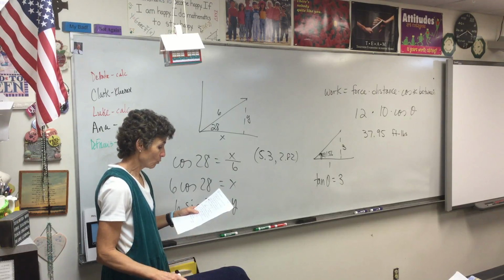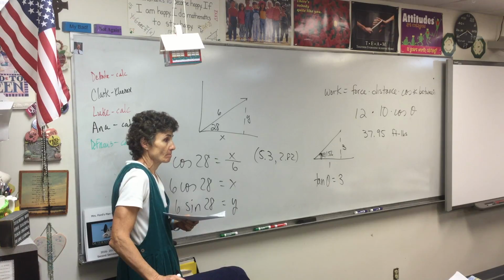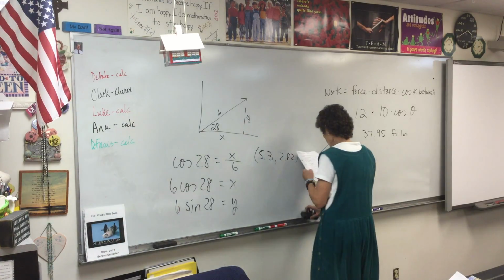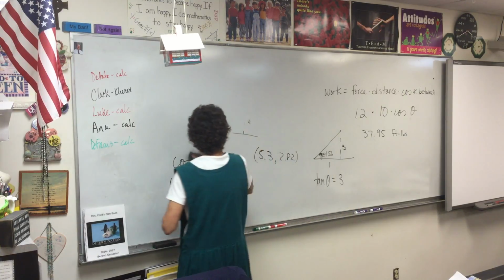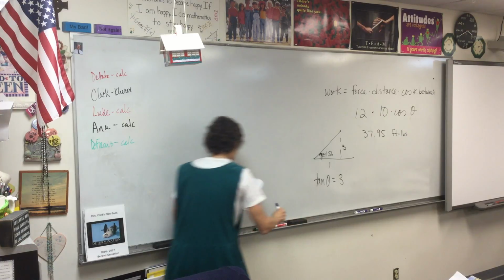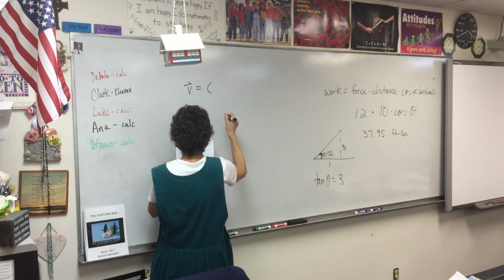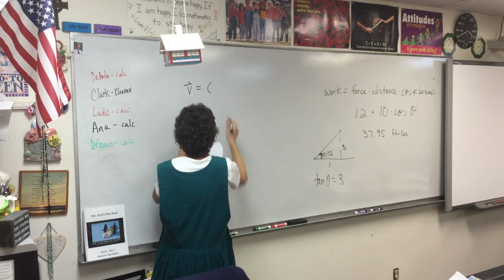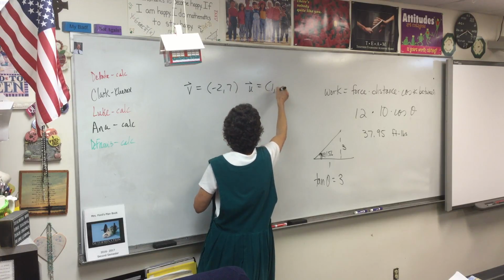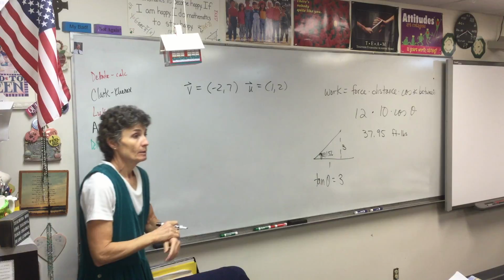All right, anybody have a question about that one? All right, now we got a quiz question. This was on your quiz. Find the angle between two vectors. I didn't look at everybody's papers, but I saw some of them that had the right answer, so that's good. Your vectors are -2, 7 and 1, 2. And we're going to find the angle between them.